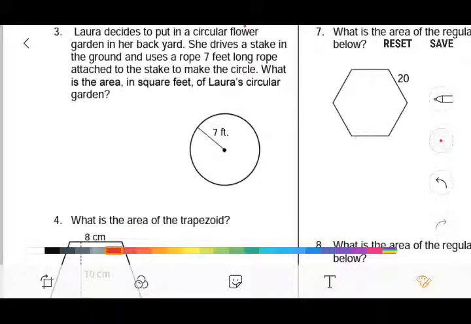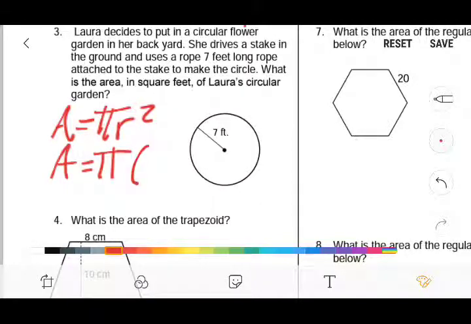What's the area of the circular garden? So A equals pi r squared. So A equals pi times 7 squared. So the answer is 49 pi, or 153.9.